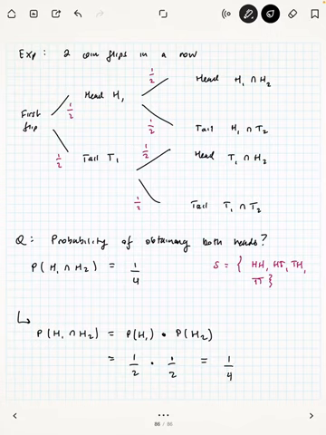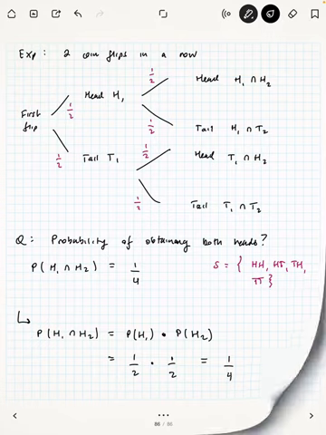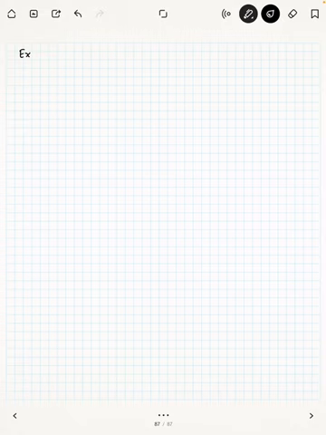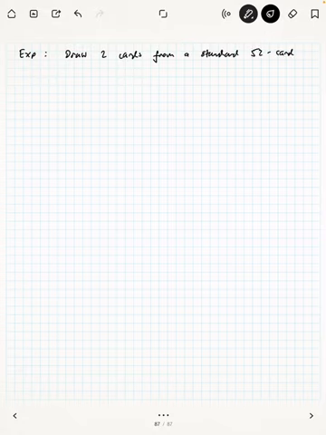So what about an example in which these are not independent? So let's suppose our new experiment is to randomly draw 2 cards from a standard 52 card deck, and we observe each time if it's a diamond or not.